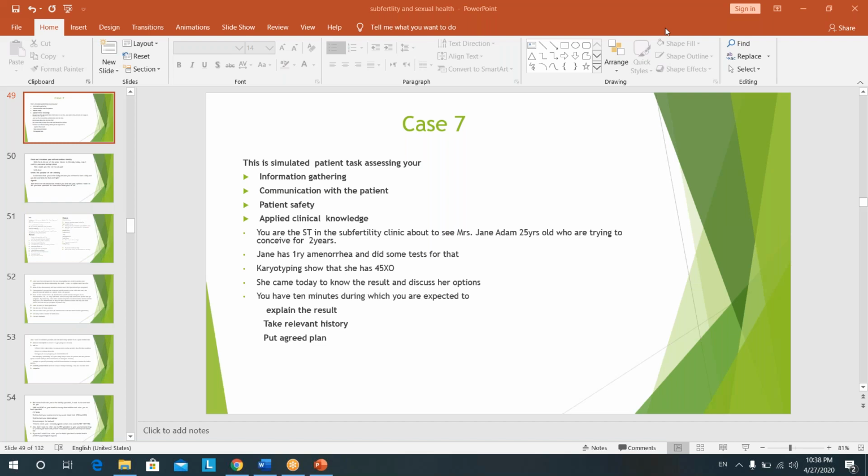Yes, I'm married since 2 years, and I have tried to have a baby, but unfortunately I can't. So I go to my GP. My GP referred me to another doctor, and he did a test for me, and I'm here today to know the result of this test.